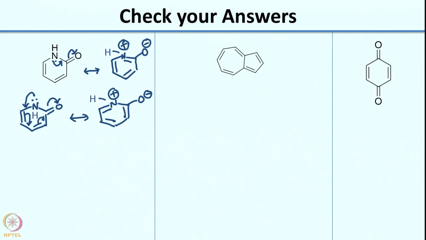Now between all these structures, which structure would actually contribute the most? What you would see here is, in both of these structures, I end up generating an aromatic center and I have a negative charge on oxygen, which is an electronegative atom. So these structures would also contribute despite the fact that there is a charge that is generated.